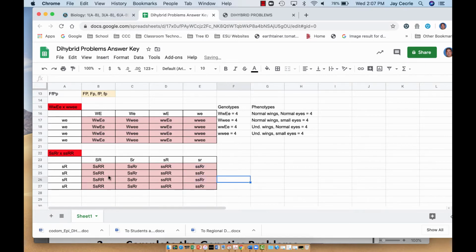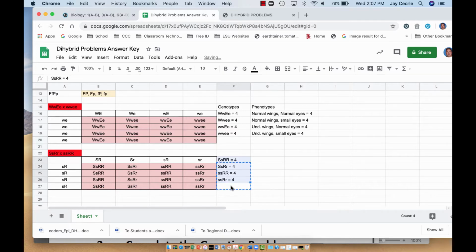Okay, now let's figure out what we have. Anything with a capital S and a capital R is going to be smooth and red. So we're going to start with big S, big R, big R. There's 4. Big S, big R, little r. There are 4. Little s, big R. There's 4. And little s, big R, little r. There's also 4. So genotypes are done.